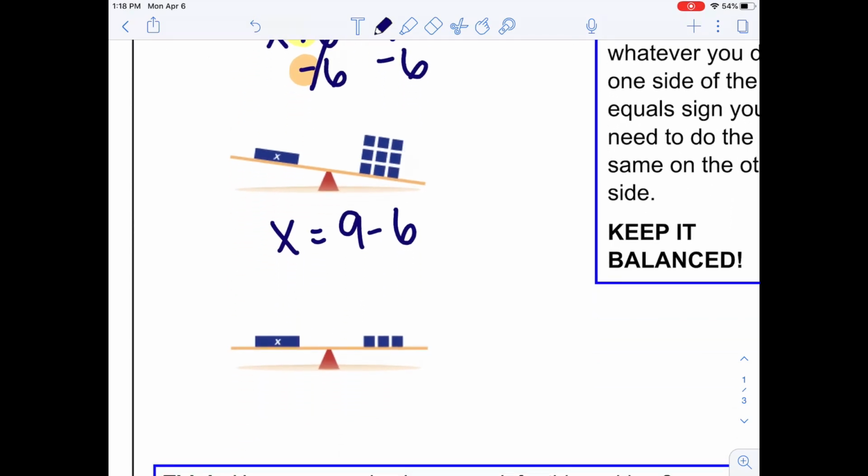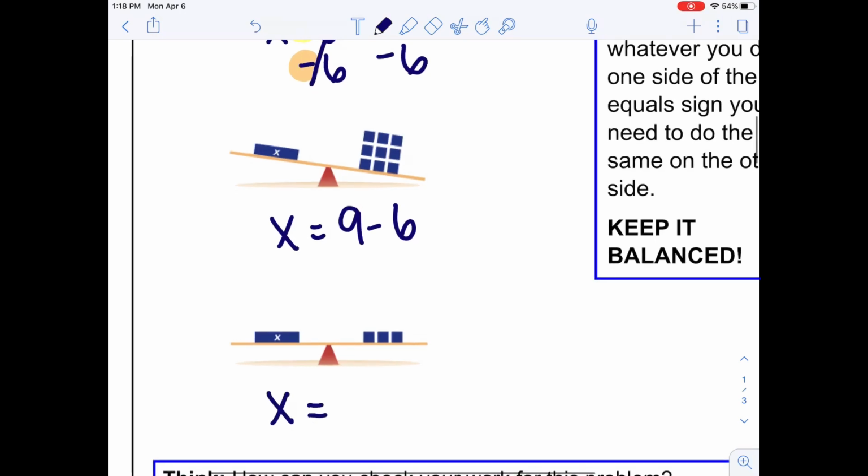Okay, so as we transition now from the second picture to the third picture, I still have my x on the left side, and if I figure out what 9 minus 6 is, I'm left with 3 for 3 counters. 3 counters right here. This is our equal, x equals 3 counters.